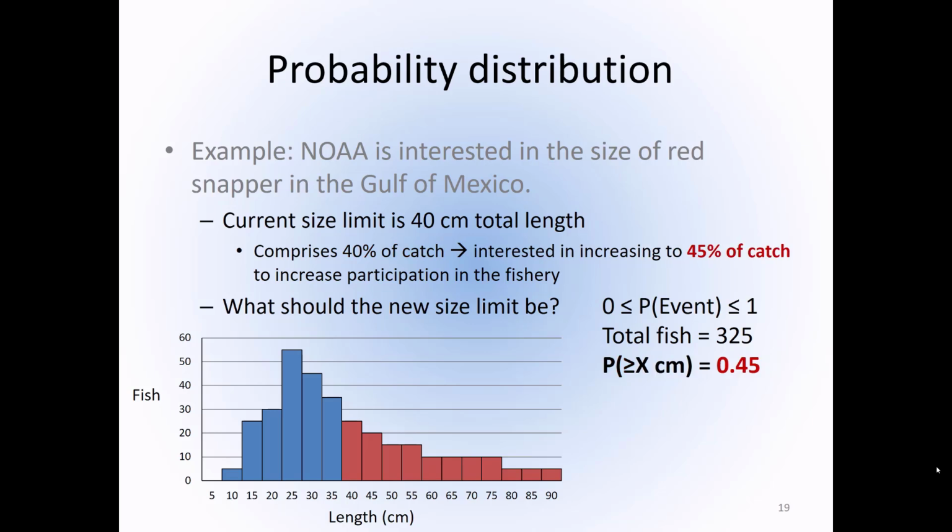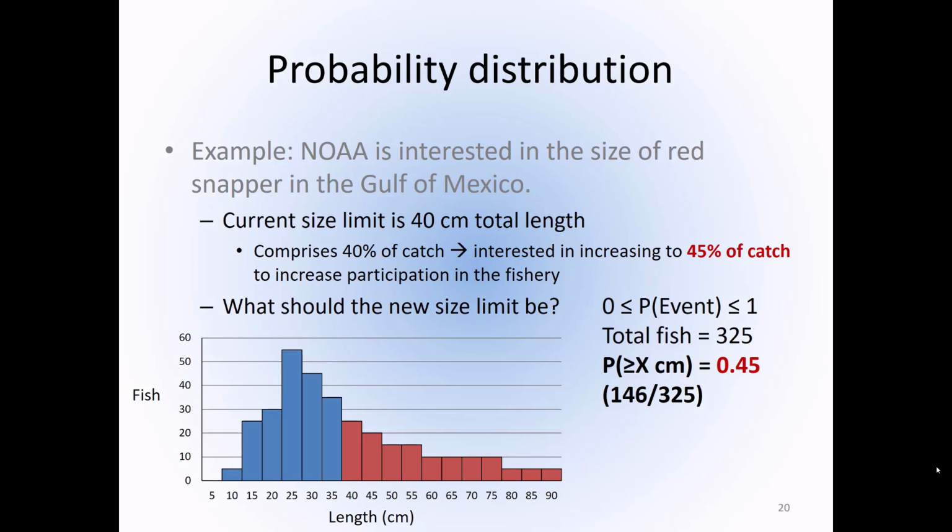Now, what NOAA is interested in is increasing this probability, or the likelihood of keeping a fish, from 40% to 45%. So we need to add some fish that are smaller than 40 centimeters in order to do so. So we can do some simple mathematics and determine what the total number of fish are in order to meet this 45% expectation, which would be 146 fish.